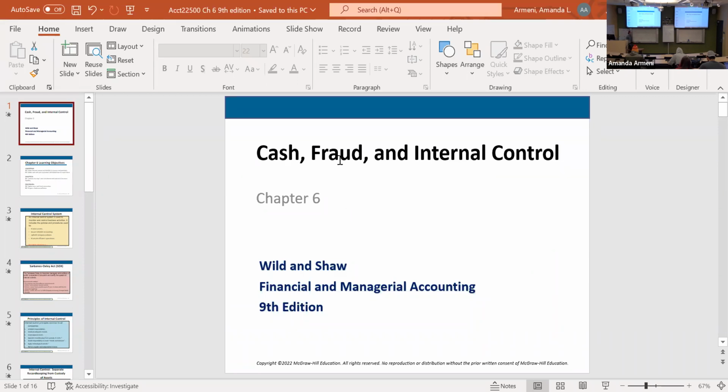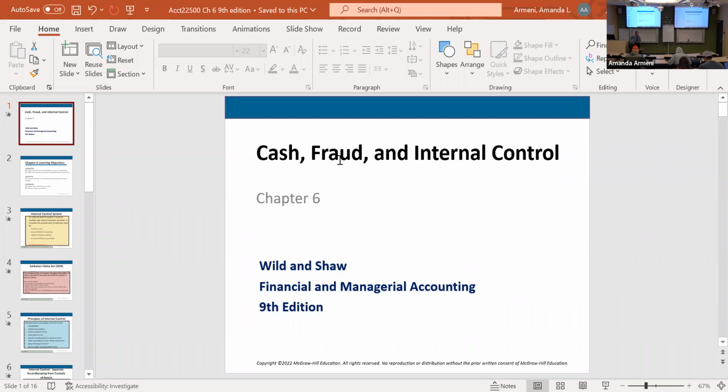Cash. So not only in this chapter are we going to discuss cash, but we're actually first going to discuss a concept called internal control. And I may have talked about it briefly in previous chapters, but in this chapter, we're going to dive deep into it. And the reason why we dive deep into it in this particular chapter is because internal controls are super important when it comes to cash, right?